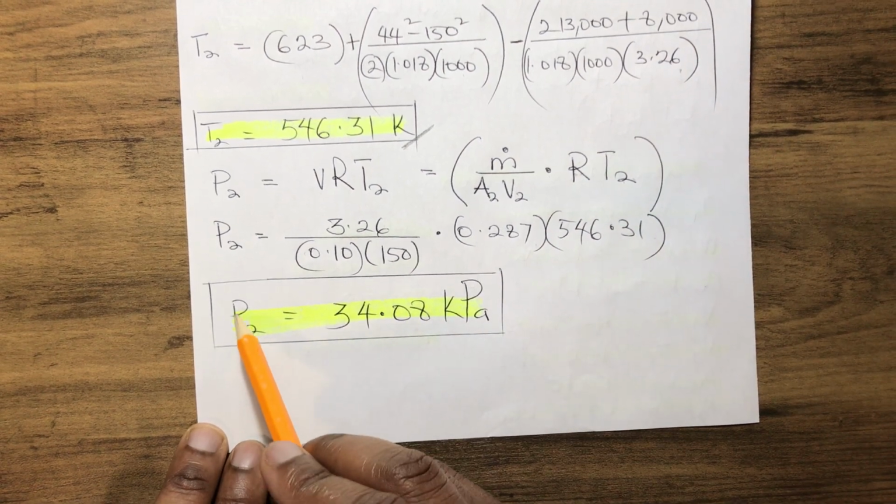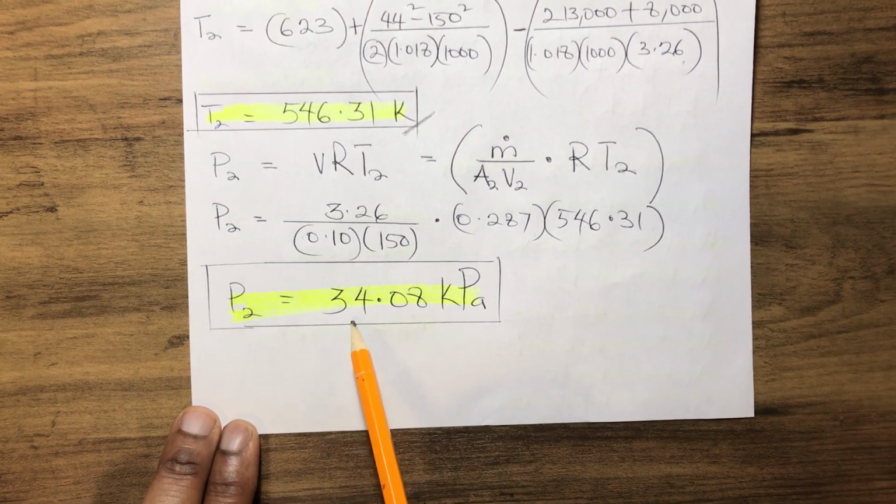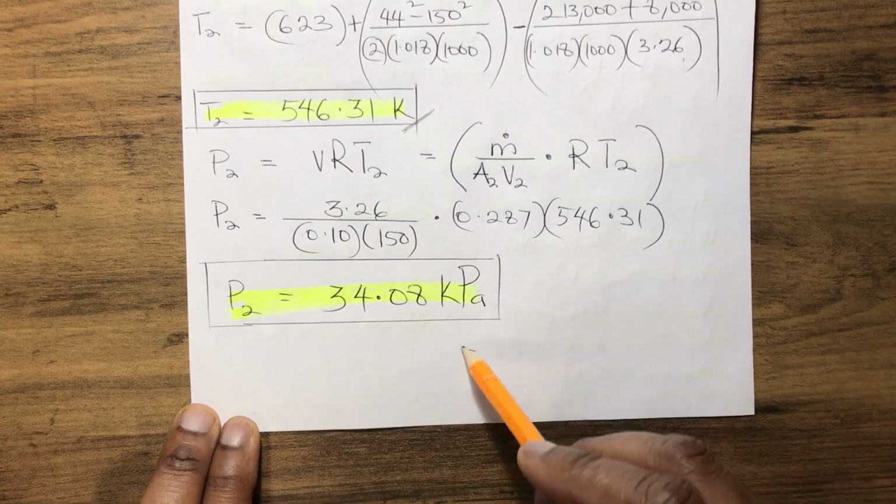Therefore, our calculated pressure exiting the turbine equals 34.08 kilopascal being calculated.